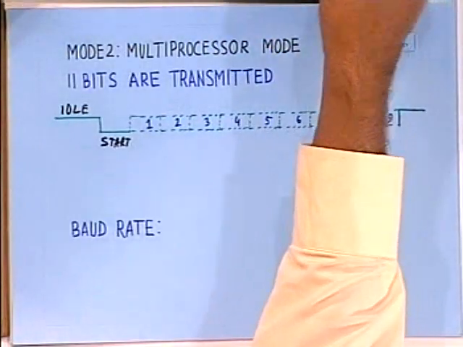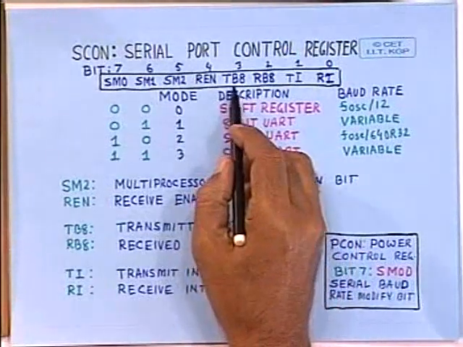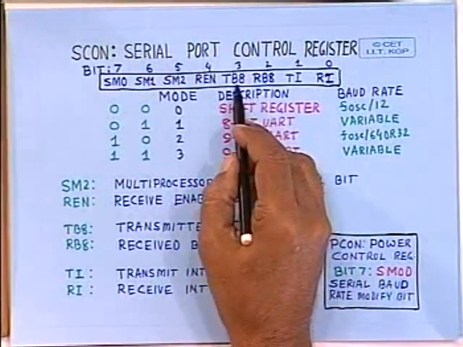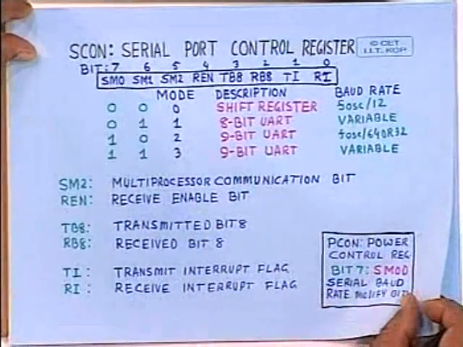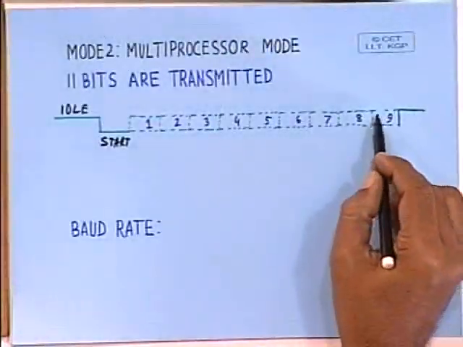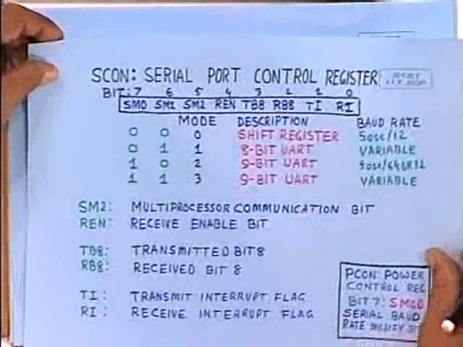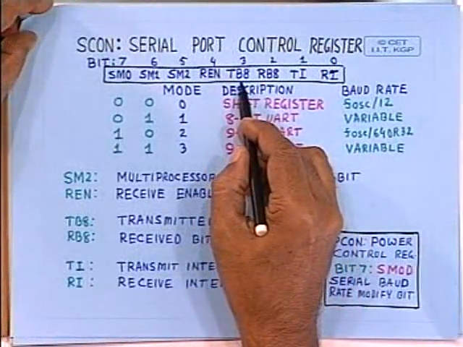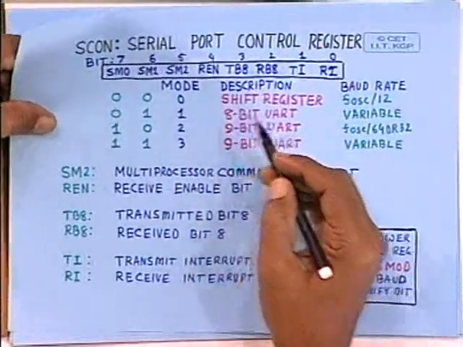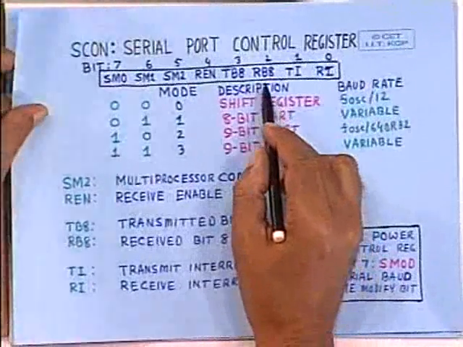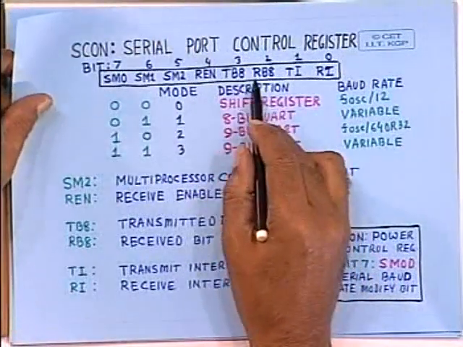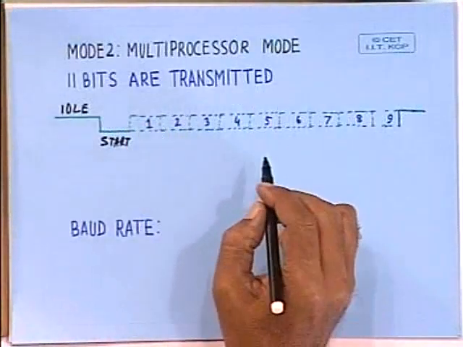To understand that, you have to go back to our register. Here you see, as I mentioned, you have got two bits, TB8 and RB8. When you are transmitting, this bit 9 comes from TB8. On the other hand, when you are receiving data, the 9th bit goes to the RB8 flag. So these two bits take part in this mode 2 of operation.